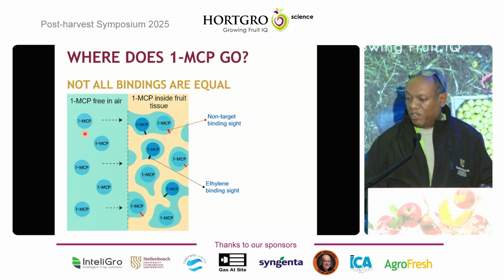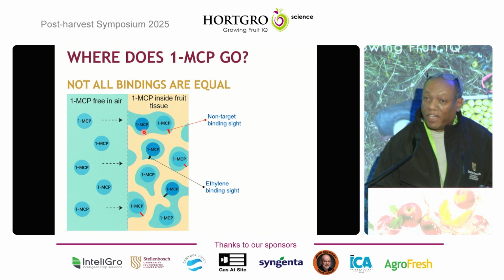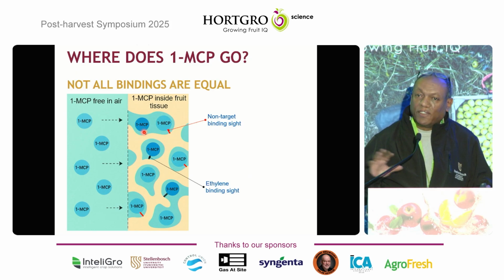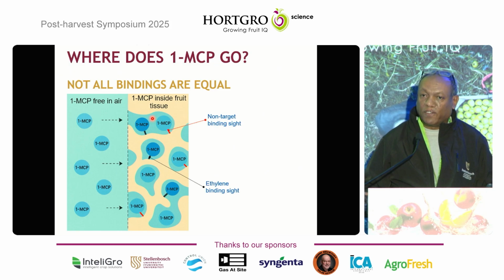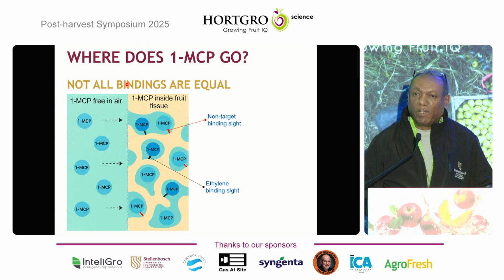1-MCP in the air will diffuse to the fruit or any solid material for that matter, and it diffuses to the void space in the fruit, and it may bind to the ethylene binding site, which we say, okay, that is what we need, or it may bind to some other binding sites, which are non-specific, non-target binding sites, which in a sense is a loss, or some of the 1-MCP may simply reside in the free void space, and in the subsequent ventilation phase, it will come out and be released to the atmosphere.